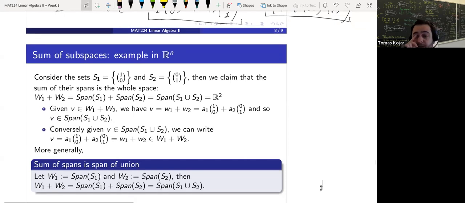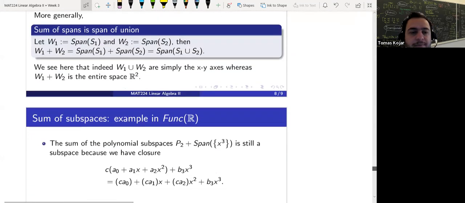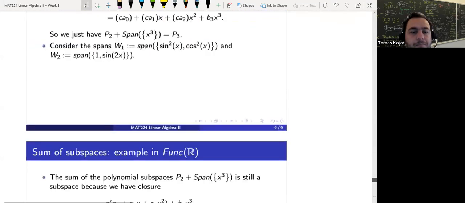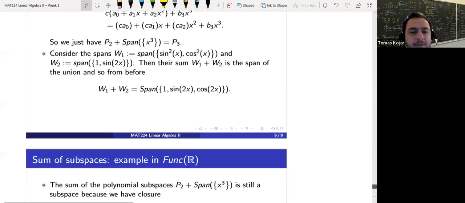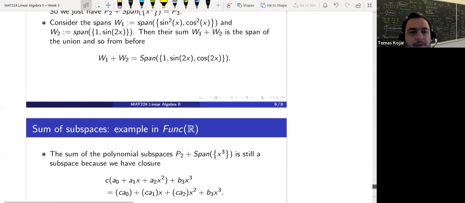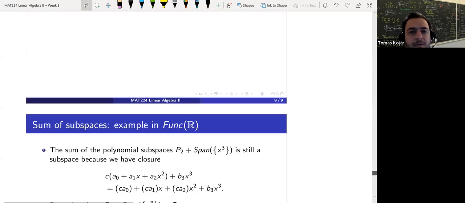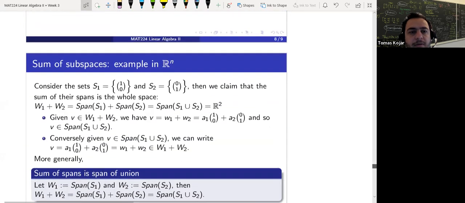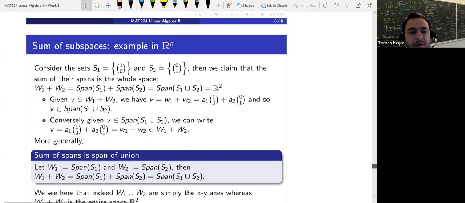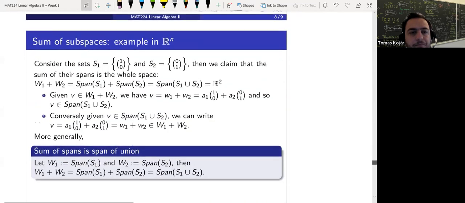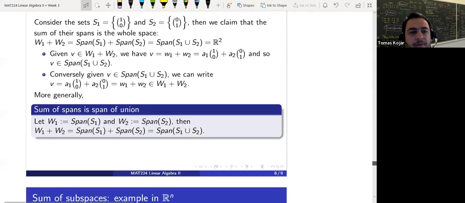If we have time, I will do this in more detail. Let's see, how much more do we have? I do some more examples. If we have time, I'll come back and do the proof in detail.